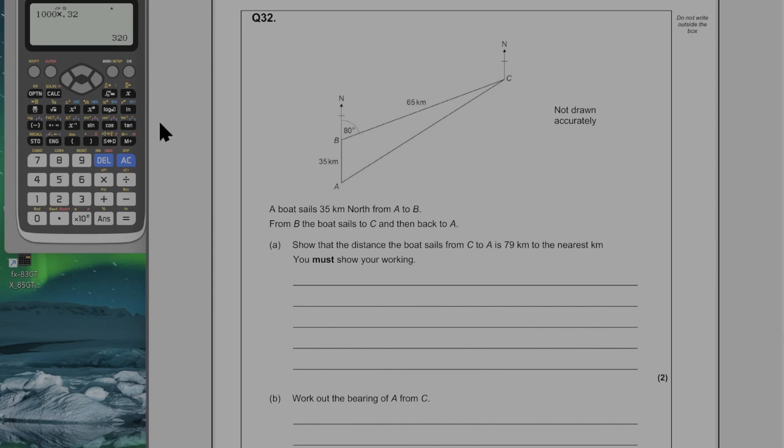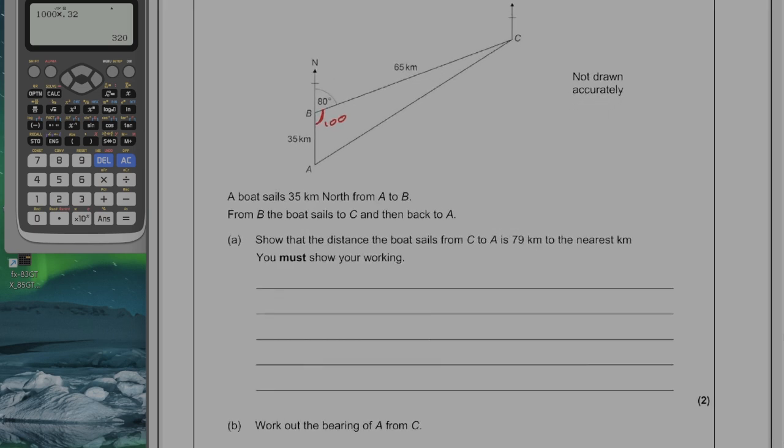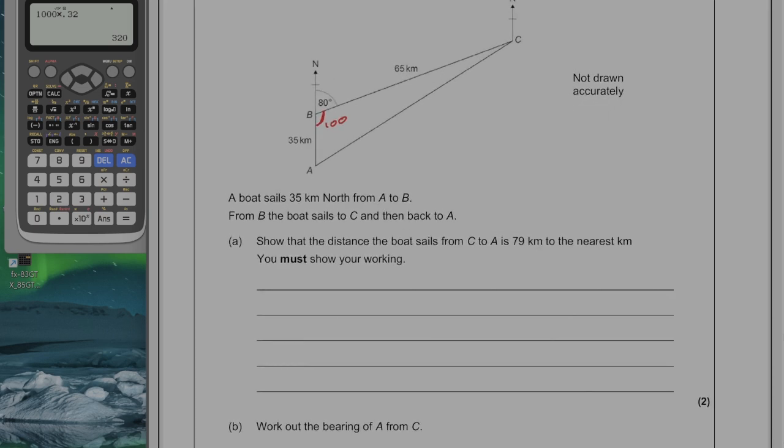Right, question 32. A boat sails 35 kilometres north from A to B. From B, the boat sails to C and then back to A. Show that the distance the boat sails from C to A is 79 kilometres to the nearest kilometre. You must show your working. Right, so we're going to start by saying this angle here must be 100 because angles along a straight line need to equal 180. And then we're going to be using the cosine rule, I think.